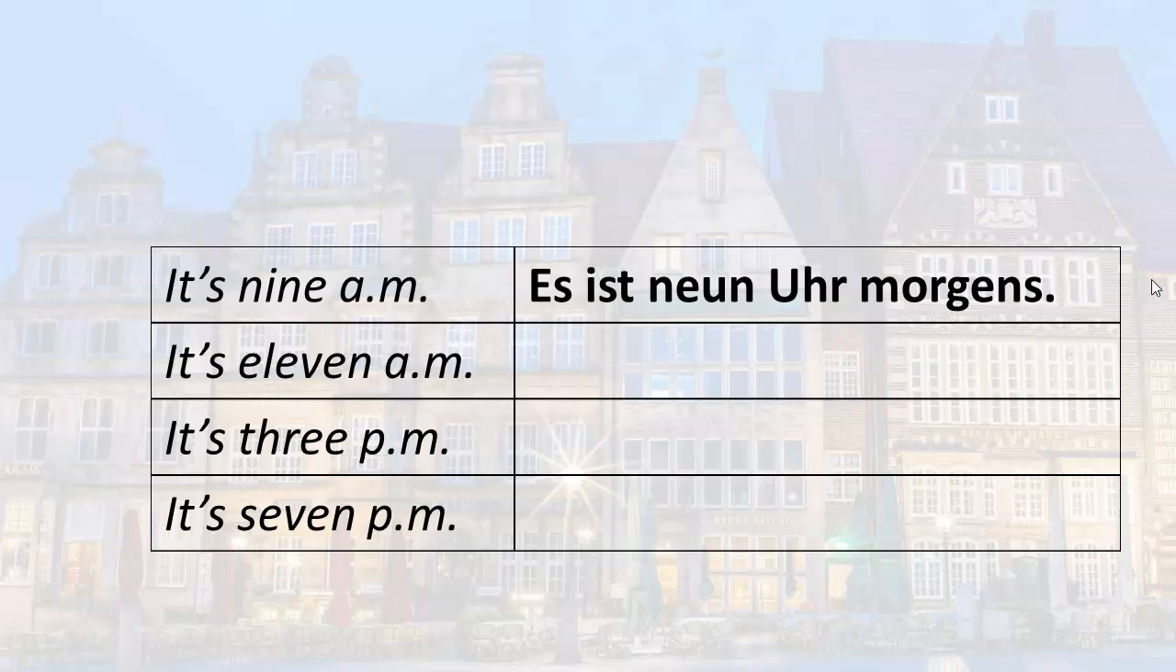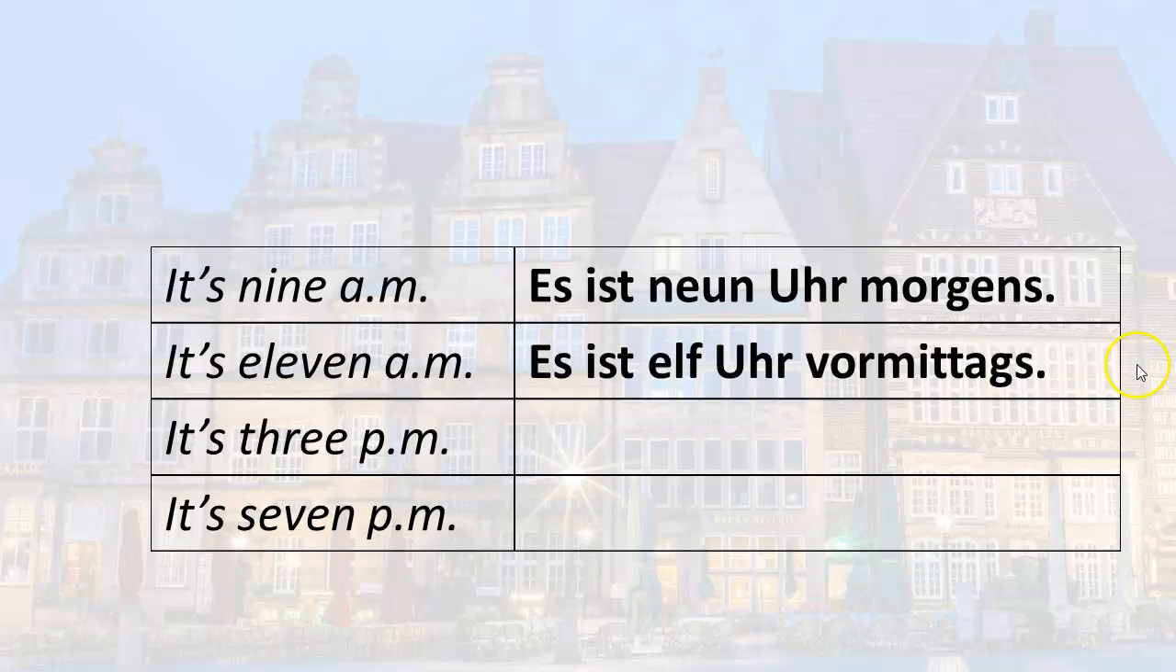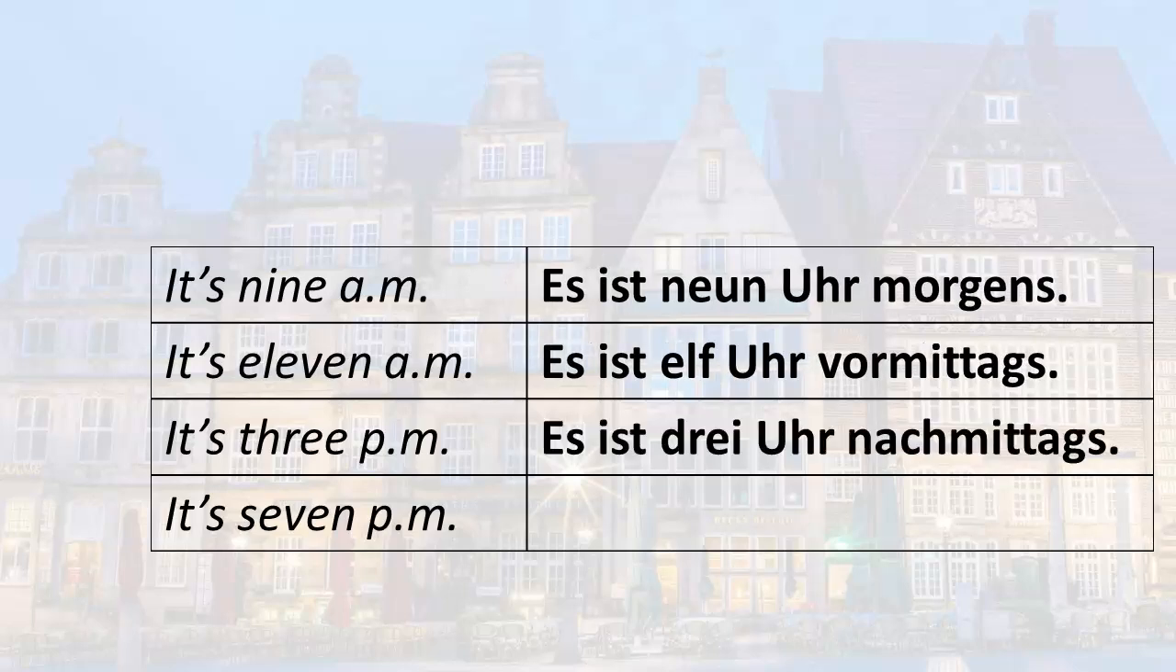Okay, it's 11 a.m. Remember, we're closer to noon, so instead of using morgens, we use vormittags. Es ist 11 Uhr vormittags. So 11 a.m. as opposed to 11 p.m., you would say es ist 11 Uhr abends. It's 3 p.m., 3 in the afternoon, so we would use nachmittags. Es ist 3 Uhr nachmittags.